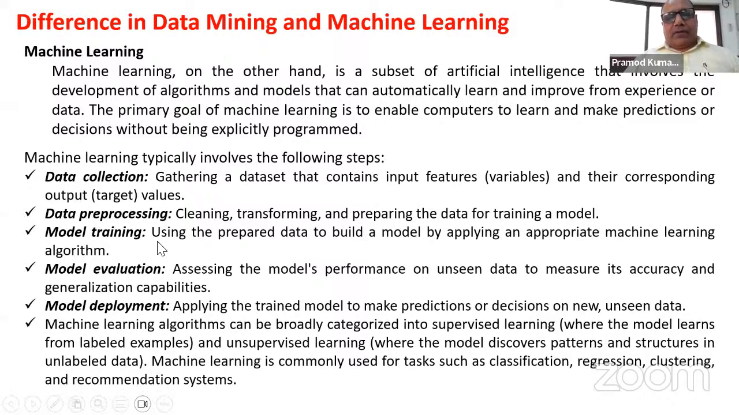As I just told you, in machine learning what we do is that we make a model. That is basically the training of a model. So using the prepared data to build a model by applying an appropriate machine learning algorithm. We use the machine learning algorithm and we prepare one model out of it. And then we evaluate that model, because how accurate that model is, whether it will give me the actual or correct predictions or not.